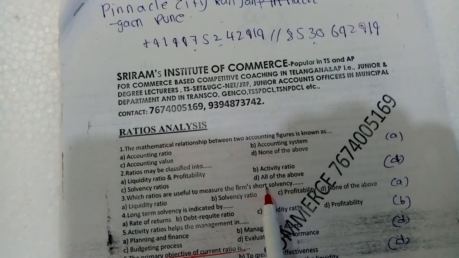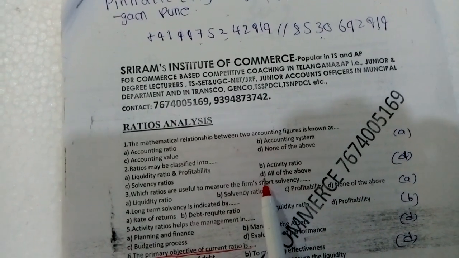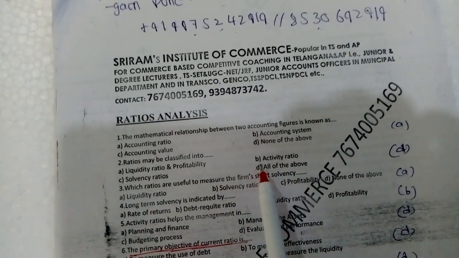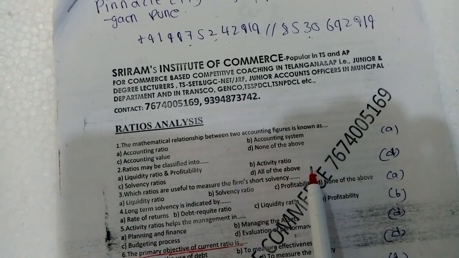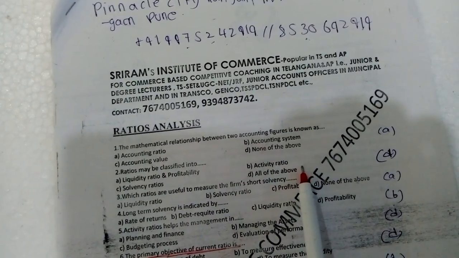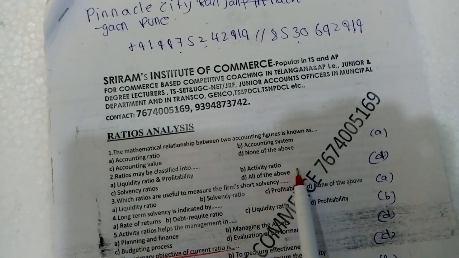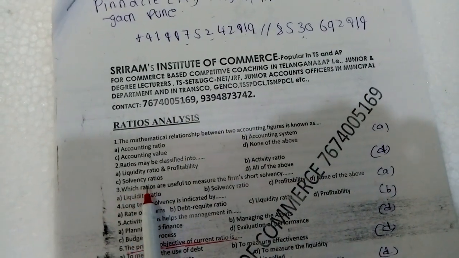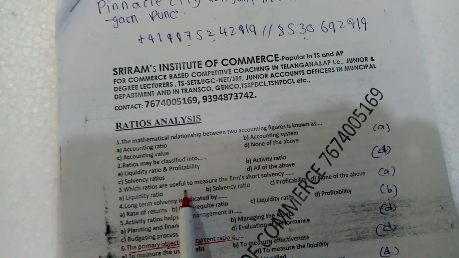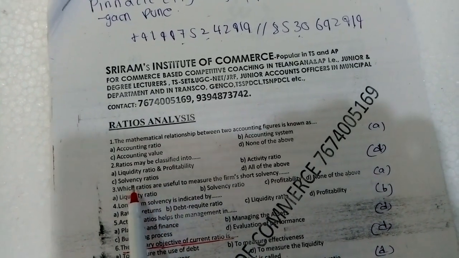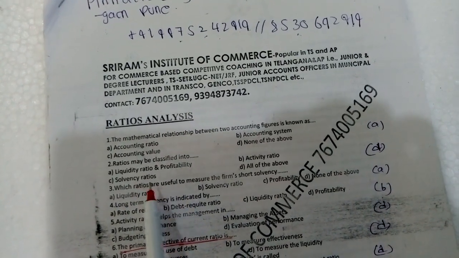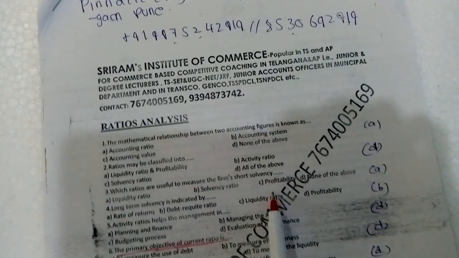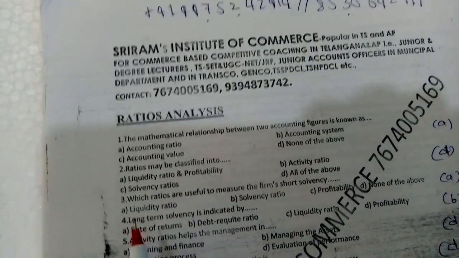Liquidity and profitability ratios announce the current situation of the company. Activity ratio means the turnover of stock, turnover of goods, production and sales turnover. Solvency ratio is concerned with how much debt the company will be taking, and it shows the financial position of the company. So the answer is D, all of the above. All are concerned with ratio analysis.